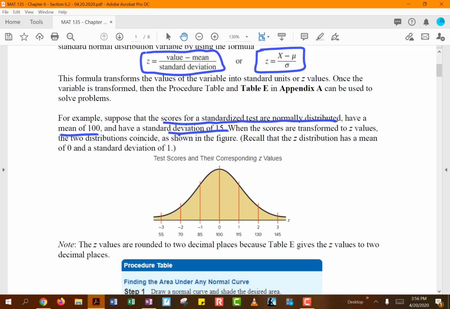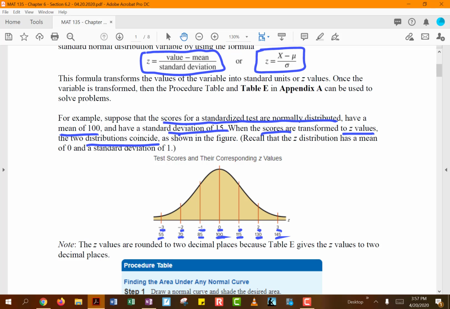They are saying when the scores are transformed to z values, your two distributions will coincide. So they're telling us we have a mean of 100 that will be in the center where your standard normal distribution would have a 0. Our standard deviation is 15, so if we keep going up by 15 points, then you would be at standard deviation of +1, +2, and +3. If you start subtracting by 15, then of course you are looking at the standard deviation of -1, -2, and -3.